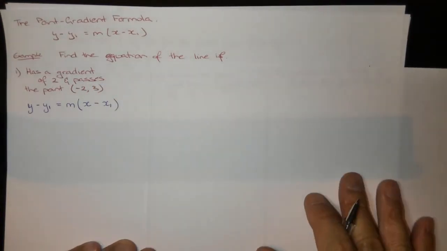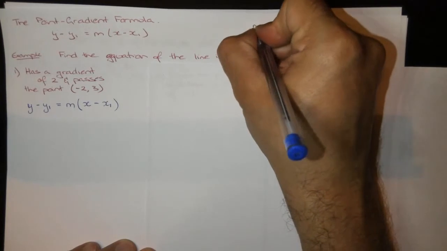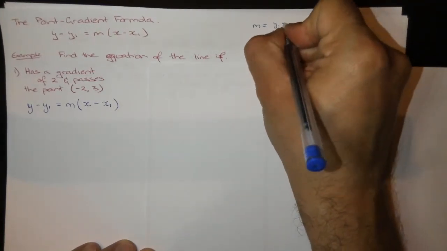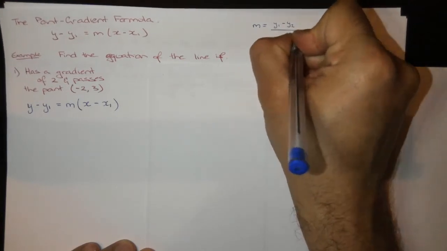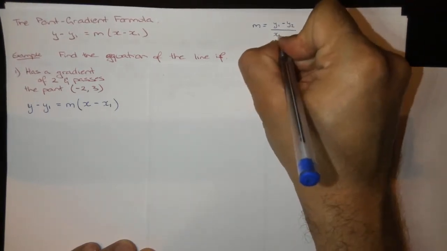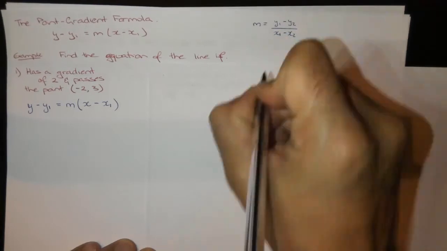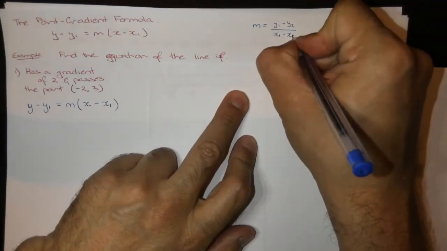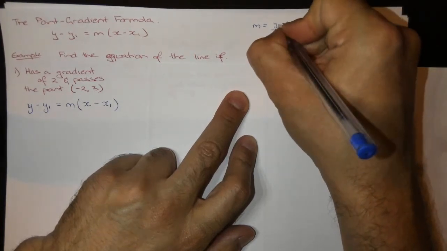And where that comes from is that if we have the gradient of m equals y1 minus y2 over x1 minus x2, let's just call this 1 for the time being. This is a random variable of y.